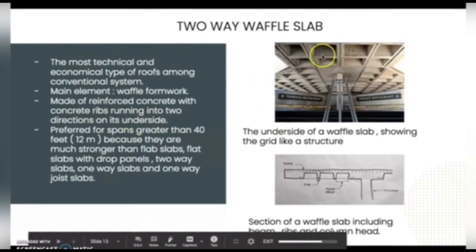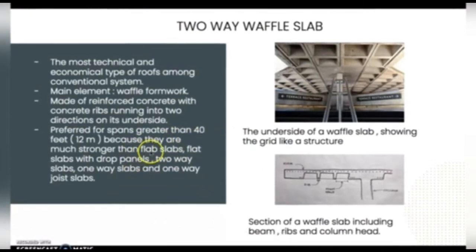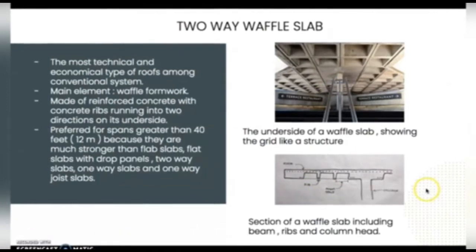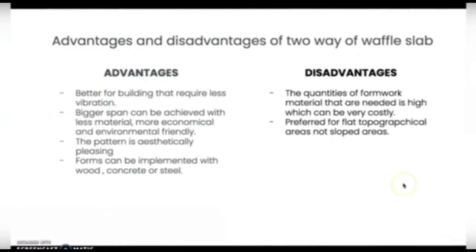We can see from the underside, from two directions. It is also preferred for spans greater than 40 feet, which is 12 meters, because they are much stronger than flat slabs with drop panels, two-way slabs, one-way slabs, and one-way joist slabs. This is the underside of a waffle slab, showing the grid-like structure. And this is the section of a waffle slab, including beam, ribs, and column head.